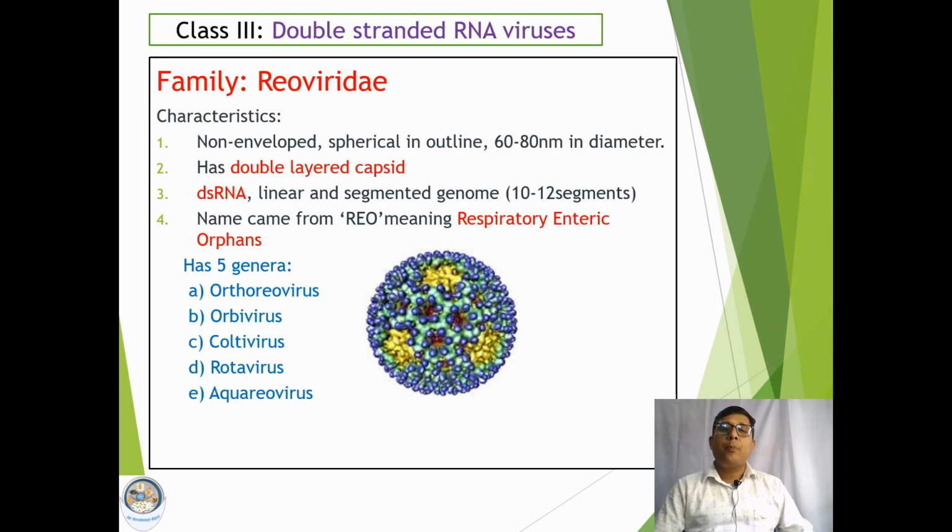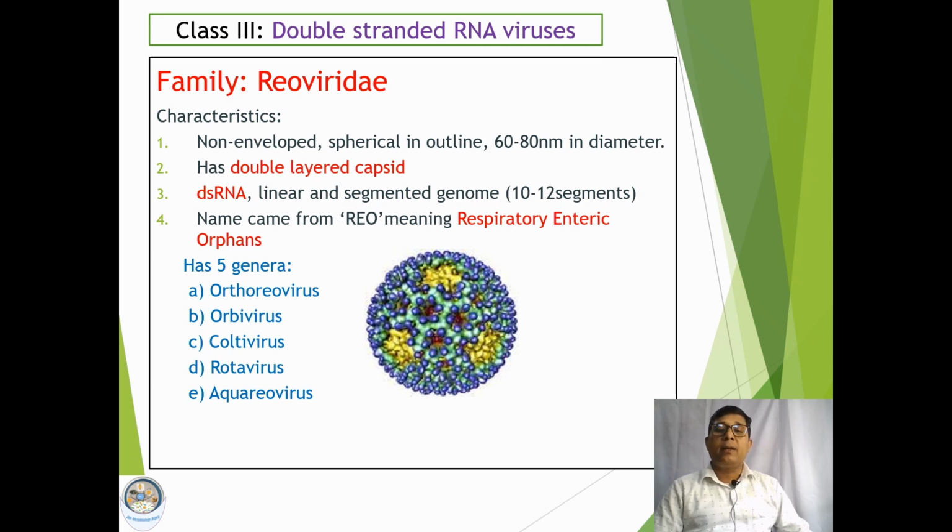Now first we will start with the double-stranded RNA viruses. These viruses are included under class 3 of the Baltimore classification system. The first family under this is the Reoviridae. Reoviridae are non-enveloped, spherical viruses, 60 to 80 nanometer in diameter. They typically have a double layered capsid. The genome is double-stranded RNA, linear but segmented. The number of segments may vary from 10 to 12 depending on the different genera of the family.